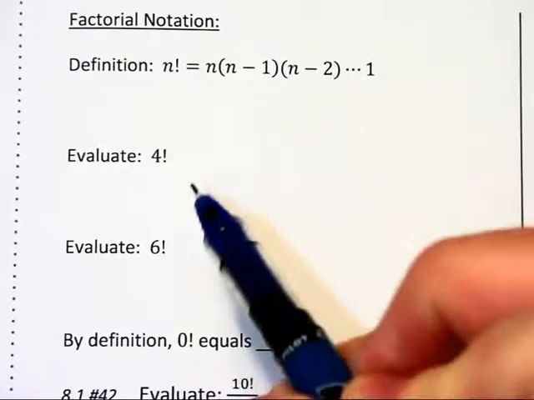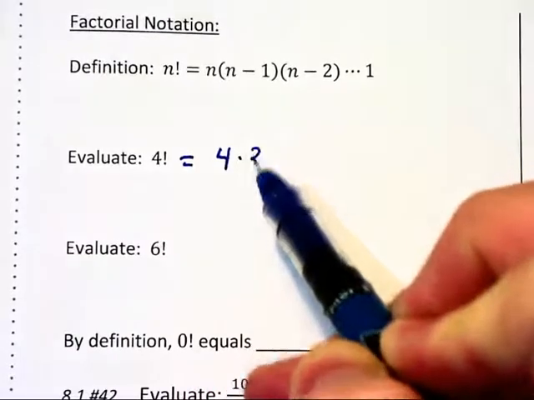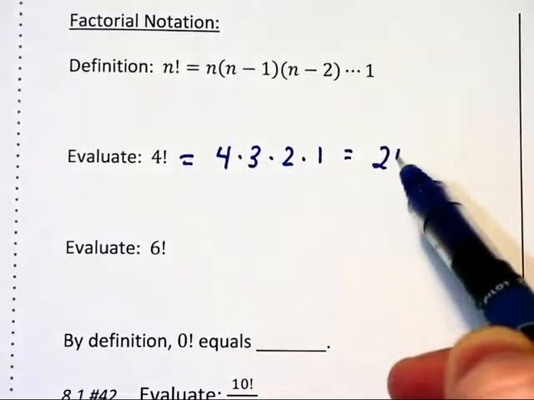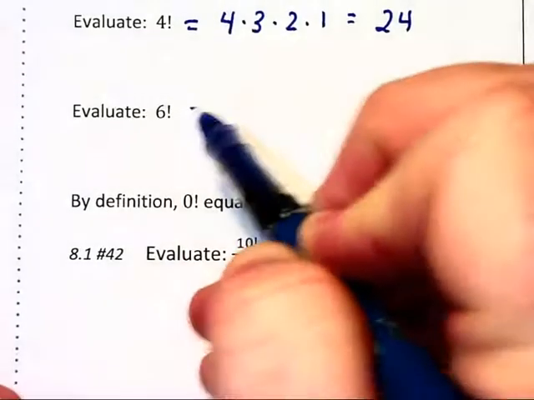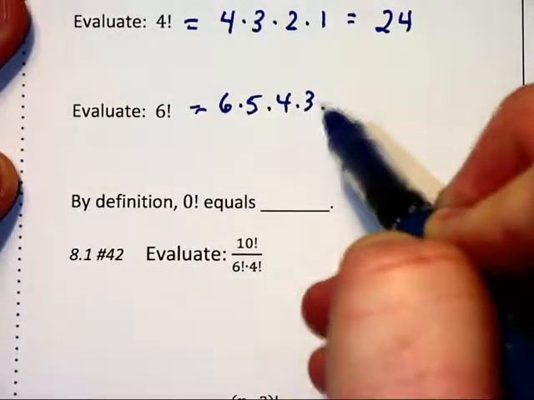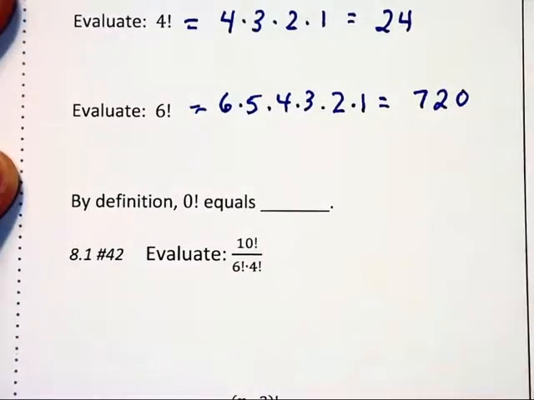If you have 4 factorial, for example, that is equal to 4 times 3 times 2 times 1, which is equal to 24. And if you have 6 factorial, that will equal 6 times 5 times 4 times 3 times 2 times 1, which is equal to 720.